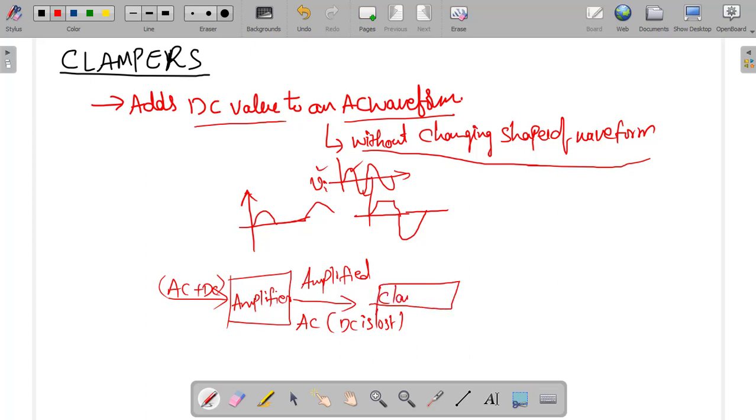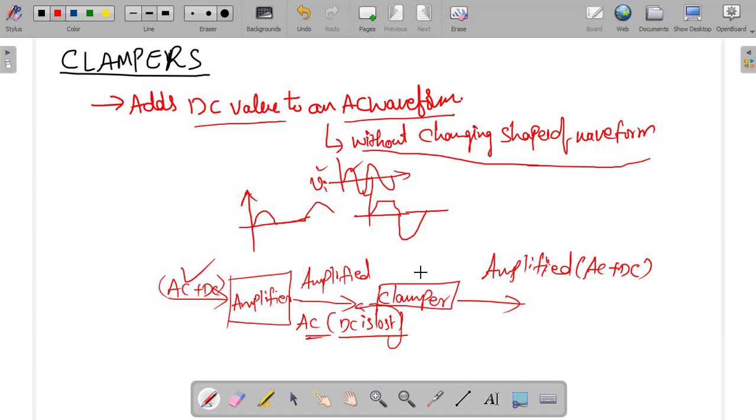By using a clamper circuit, we can get amplified AC plus DC. Whenever you send a signal of AC plus DC to the amplifier, you should get amplified AC plus DC. But what is happening in the amplifier? Here, some DC will be lost and only AC will be amplified. So how can I restore the DC to the output of the amplifier? I can restore it by adding a circuit called a clamper circuit.